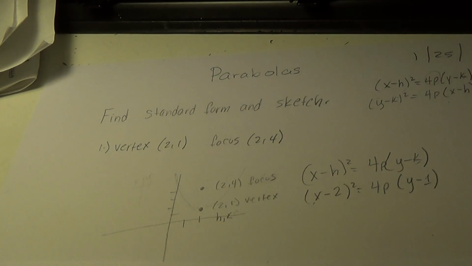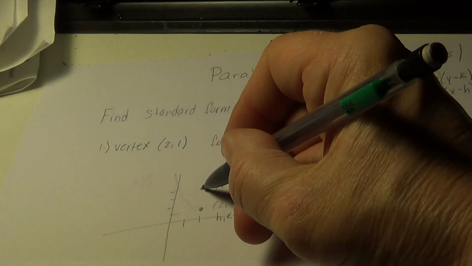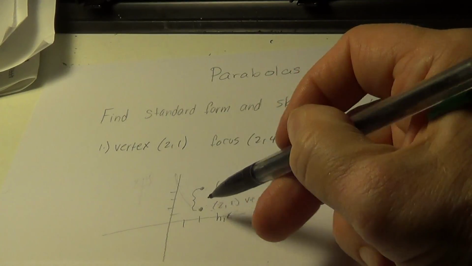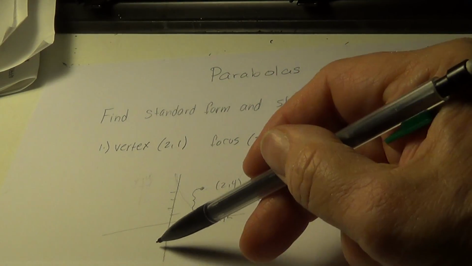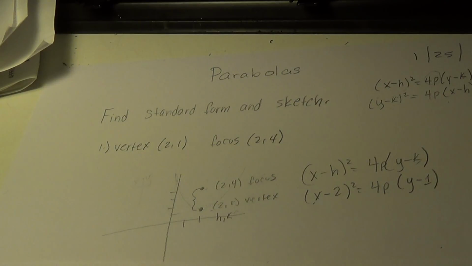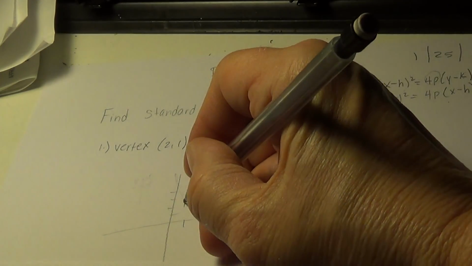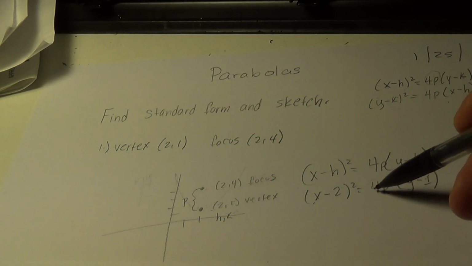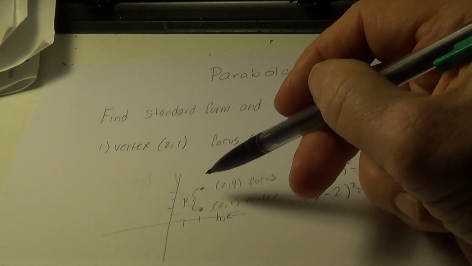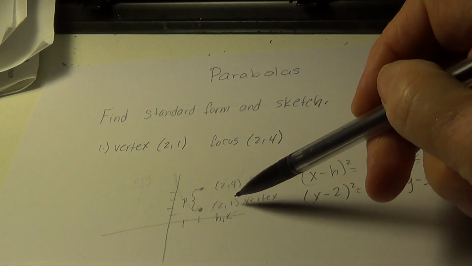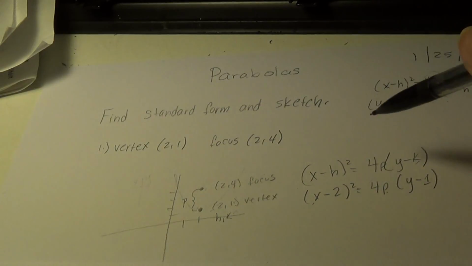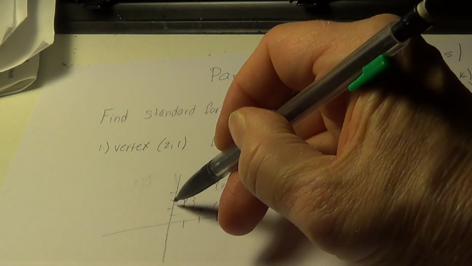All I need is p, and I have the complete standard form. And p, you'll recall from yesterday, is the distance between the vertex and the focus. It's also the distance between the vertex and the directrix, but that is not part of this problem. So if I find this distance, I can put it in here, multiply it by 4, and be done. Here I was at the y value of 1, here I went up to the y value of 4, and the difference is 3. So p equals 3.